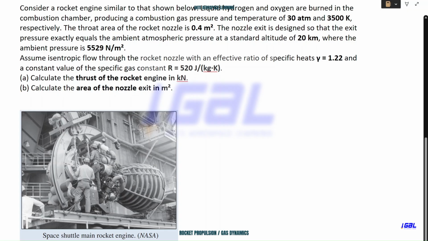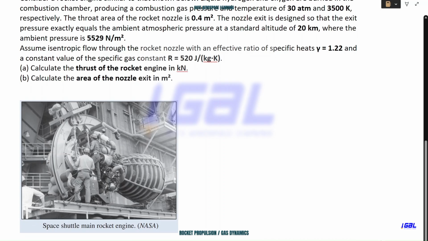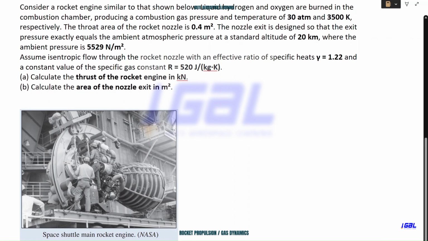It is not only about rocket propulsion. In this you need a concept from gas dynamics as well. That is the reason I have taken this, because rocket propulsion and gas dynamics concepts are used to solve this question. My motto in taking this question is to make you understand the link between rocket propulsion and gas dynamics. Gas dynamics equations are really important to understand rocket propulsion, even aircraft propulsion. That is the reason I have taken this question.